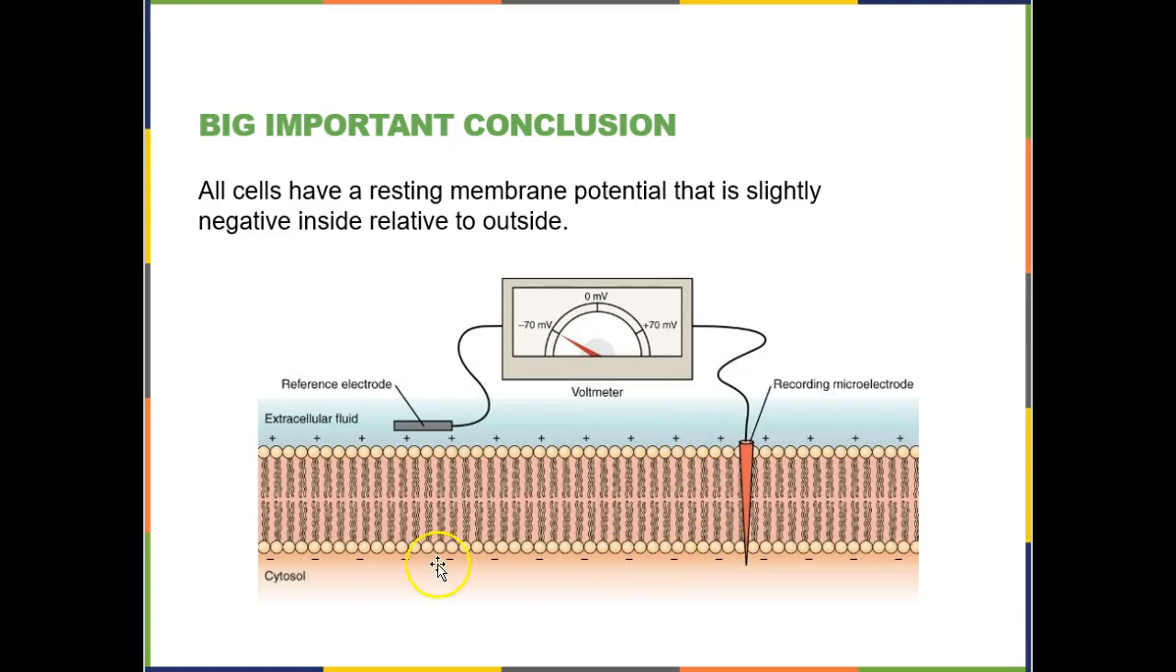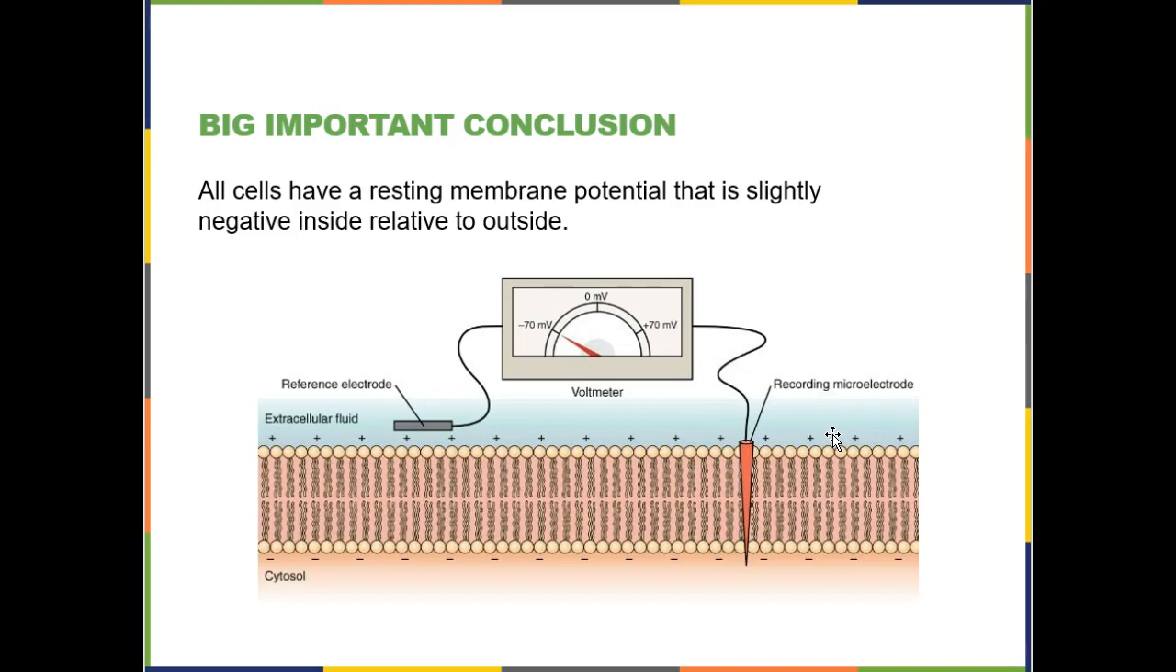So every cell of your body has some negative charges lined up on the inside of the membrane, some positive charges lined up on the outside of the membrane, and they are electrically attracted to one another, and that is what causes this resting membrane potential to develop.